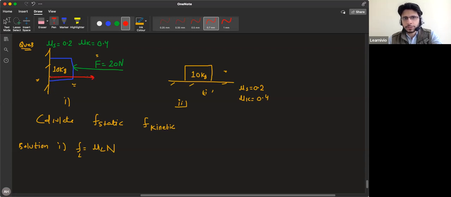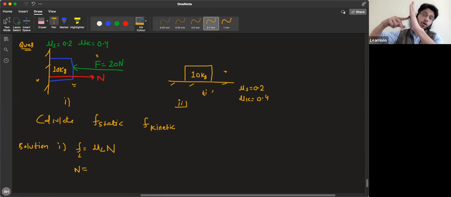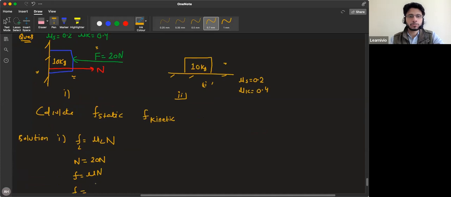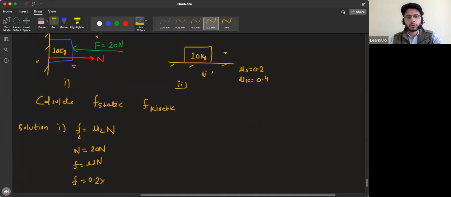See, this is the normal reaction which the wall is exerting against the force. So the normal reaction will be equal to the force. This is the wall, and I'm pressing this block towards the wall with a force of 20 newton, and the block is not moving. That means the wall is balancing the block with the same force. So normal reaction is 20 newton. So friction is equal to mu N. Friction is mu, which is 0.2, into normal reaction, which is 20. So this is equal to 4. This is the force of limiting friction.